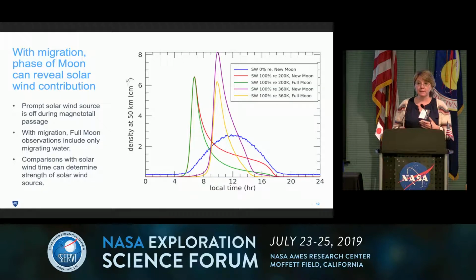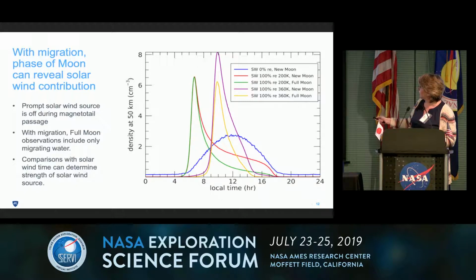So I said that the local time distribution when you have migration does not reflect the source anymore, so you couldn't use that to tell if it's coming from the solar wind or from meteoroids. But what you can use is the passage of the magnetotail to help differentiate how much of the water in your exosphere is coming from the solar wind versus meteoroids. So these are some different runs that show what you would expect that local time profile to be when you consider the magnetotail passage.